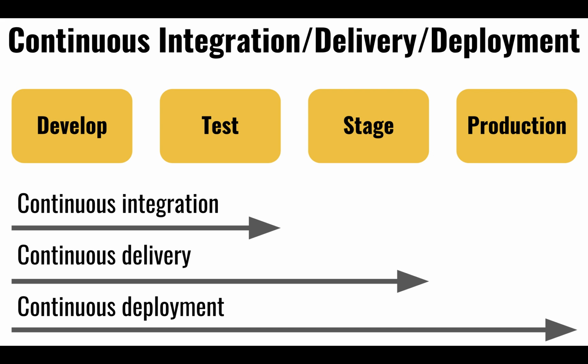So depending on how much you use the tools and strategies to automate this entire pipeline, we often refer to it as either continuous integration if you're just going to the test environment, staging, delivery, or deployment if your entire pipeline goes all the way to production.